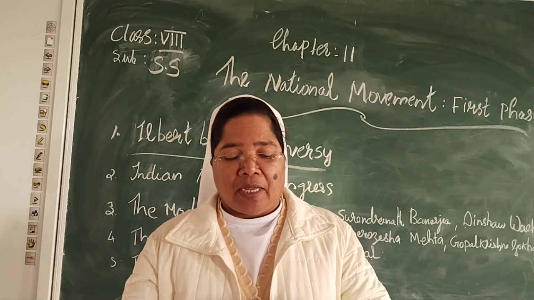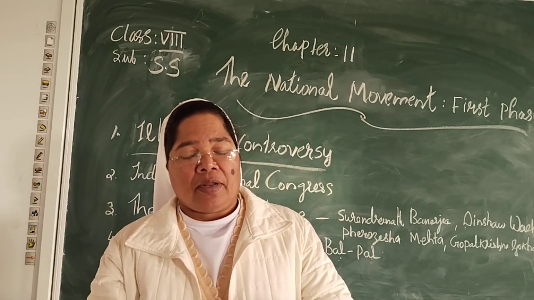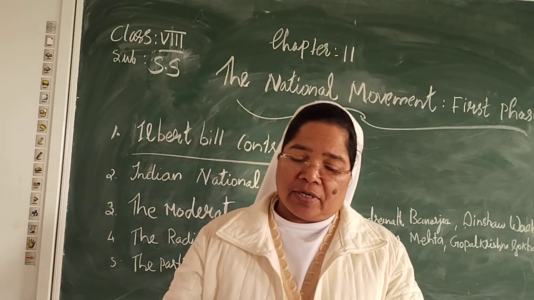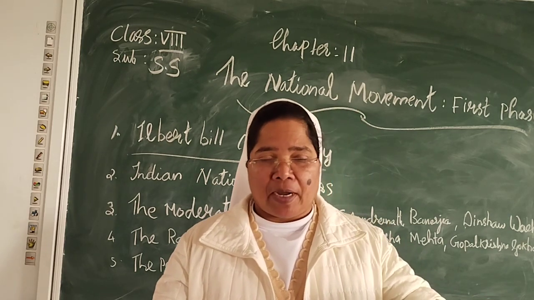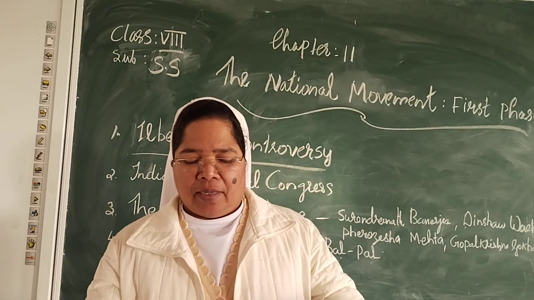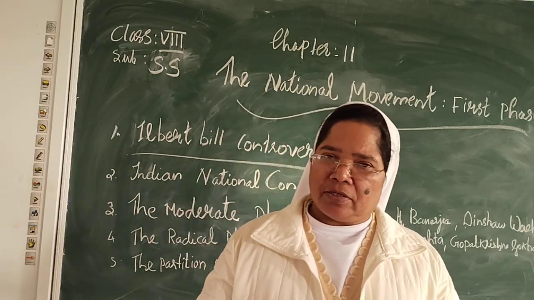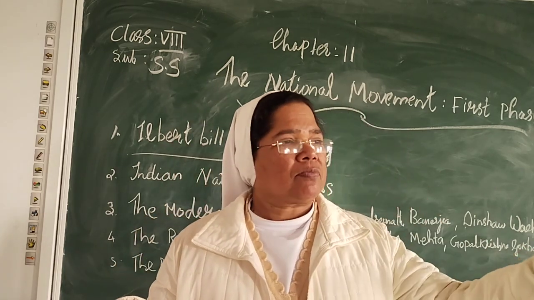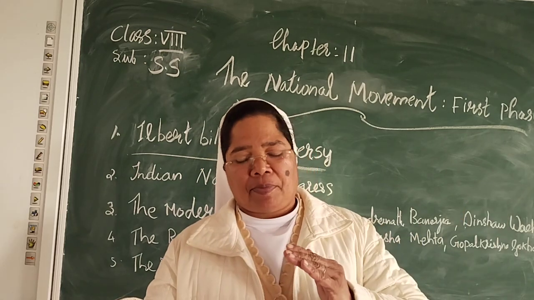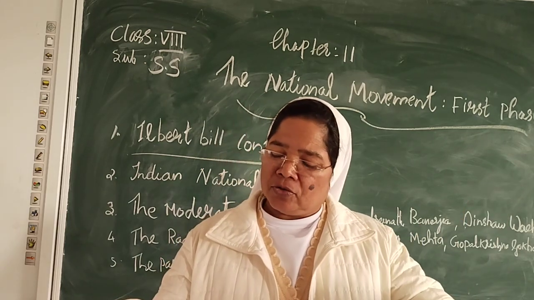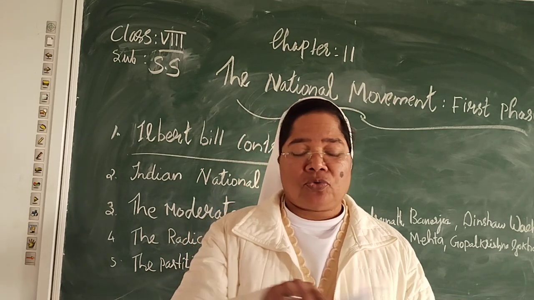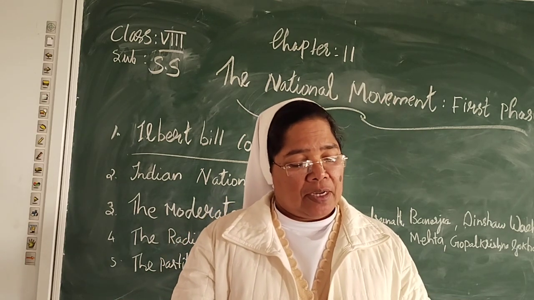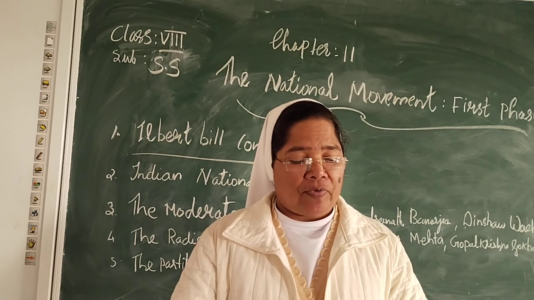Lord Curzon, 1905, the Viceroy Lord Curzon issued an order dividing the province of Bengal, in which the majority of the population was Muslim. In one part there were Muslims, and in the other part the Hindus. The reason given for the partition was that Bengal was too big, so it was important to divide.